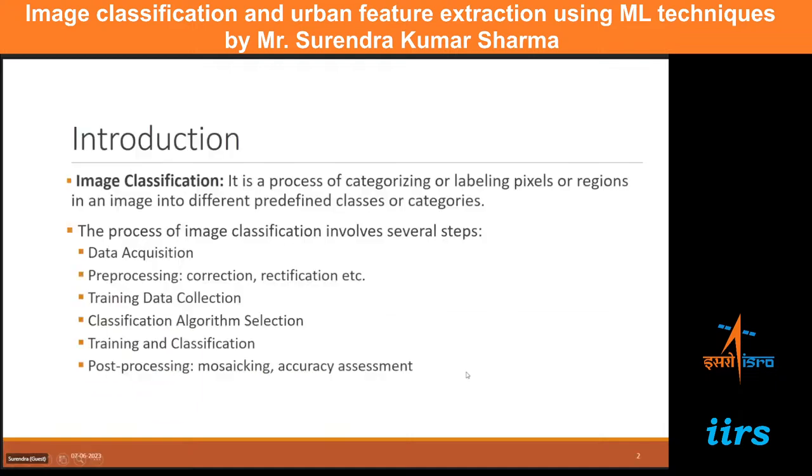First of all, the introduction to image classification. What is image classification? It is a process of categorizing or labeling pixels or regions in an image into different predefined classes. In image classification, we take a single pixel of an image or a collection of pixels or a region of an image and assign it to a certain predefined class based on some spectral or spatial characteristics. There are different steps involved in image classification.